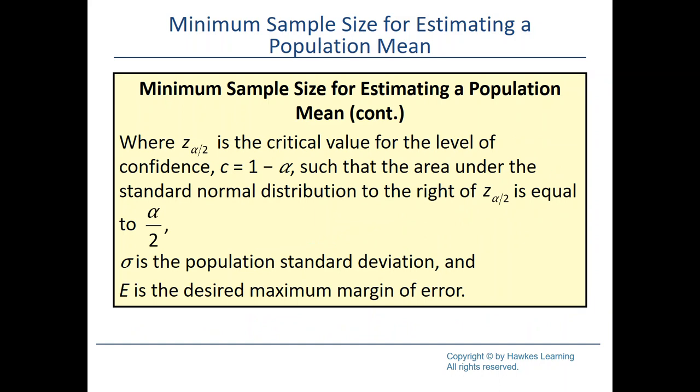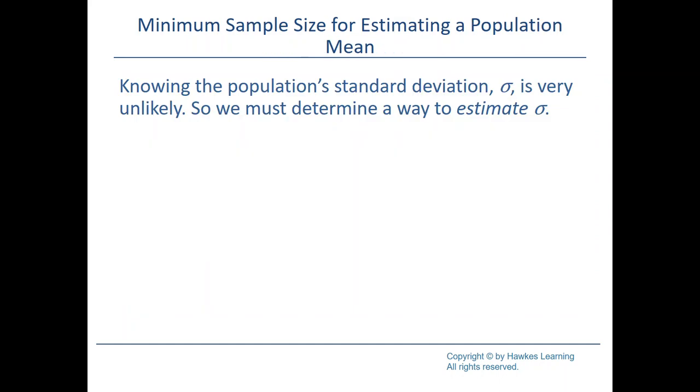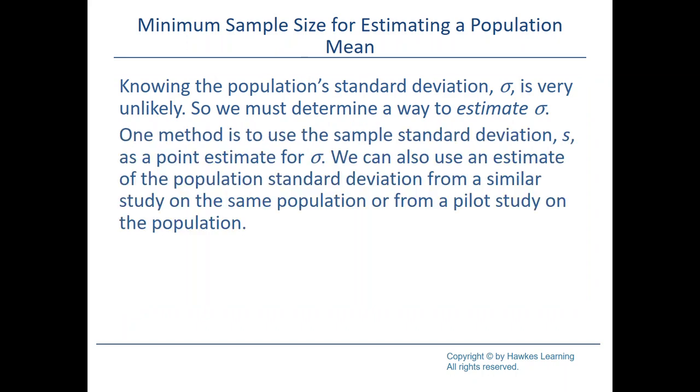That's going to be what our alpha actually is. And we do need to divide it by 2 because we're looking for an interval, meaning an upper and a lower value. But again, this is all with the population standard deviation actually known. Knowing the population standard deviation is very, very unlikely.